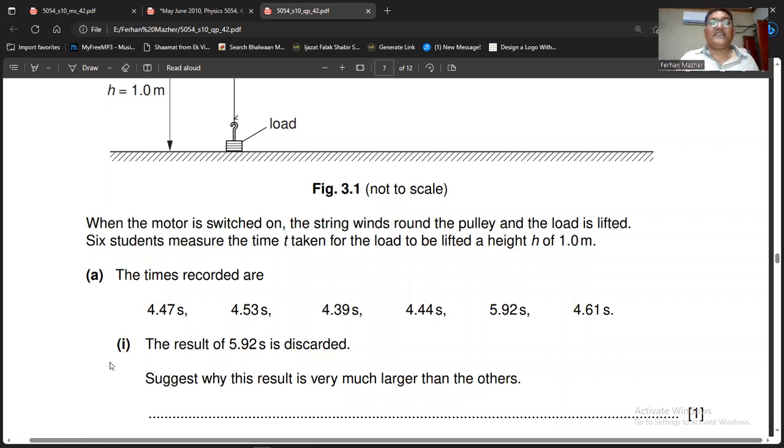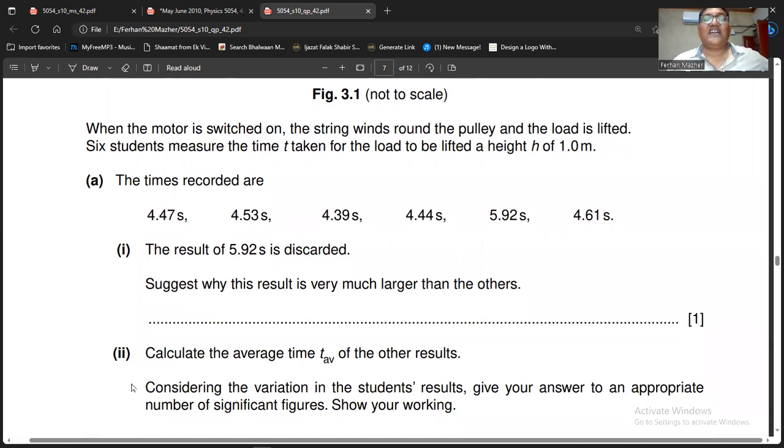6 students measure the time t taken for the load to be lifted a height h of 1 meter. The times recorded are 4.47 seconds, 4.53 seconds, 4.39 seconds, 4.44 seconds, 5.92 seconds, 4.61 seconds. The result of 5.92 seconds is discarded, because this result is very much larger than the others. You see, this time is different. This time is much more.